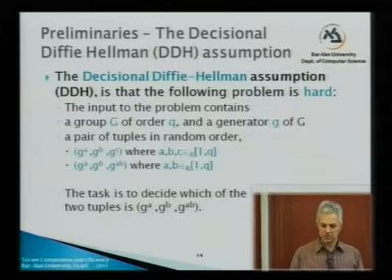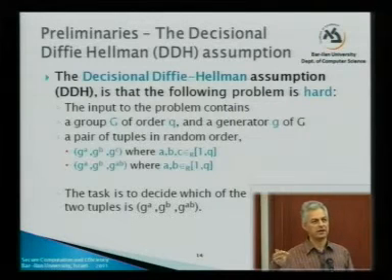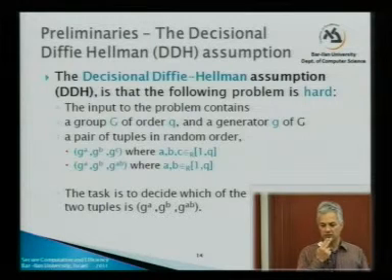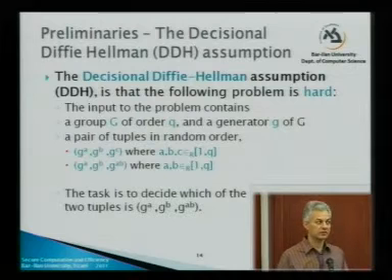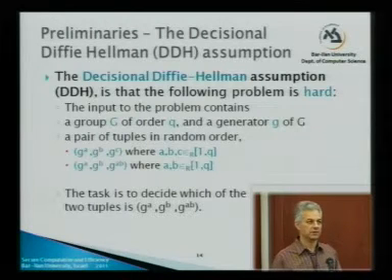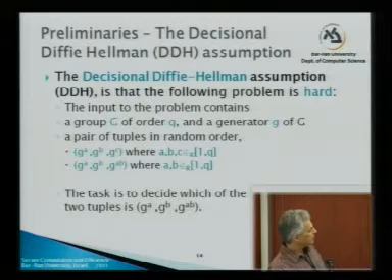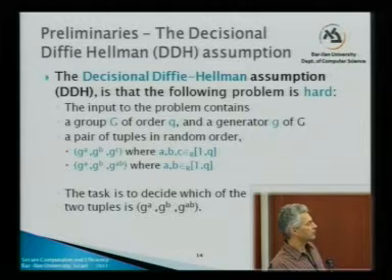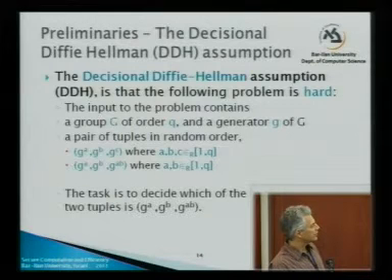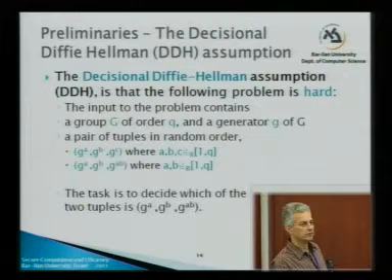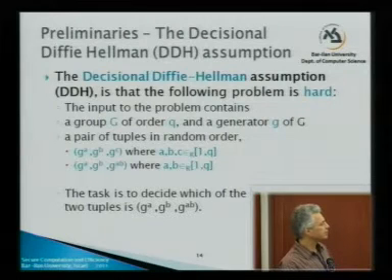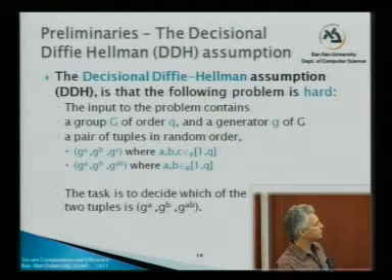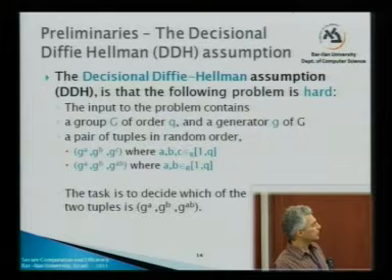The other contains g to the a, g to the b, and g to the power of a times b, where a and b are chosen randomly in that range. The task is to decide which of the 2 tuples is g to the a, g to the b, and g to the a times b. In one of them, the first 2 items decide exactly the value of the third item, whereas in the other the third item is completely random. The assumption is that it's hard to decide which of these 2 values is the right one.